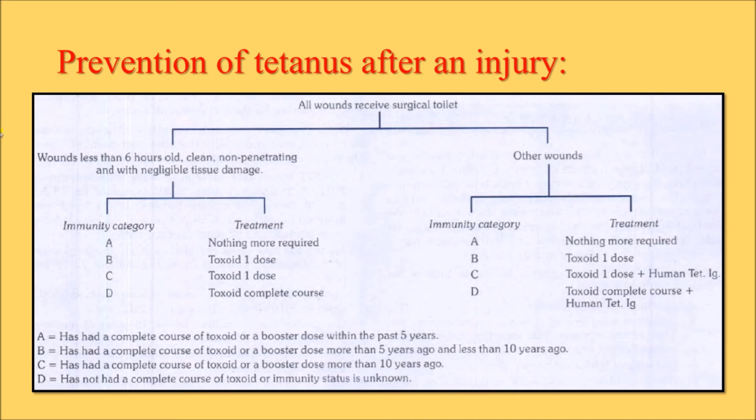So as I mentioned, this is a part of the long question. You will be given a situation with a description of the wound, the kind of wound. Maybe he will say that the wound is 10 hours old and it's dirty, there is significant tissue damage, so we have to go for this right hand side part. And also about the immunization history of the person. According to that, we have to decide whether he belongs to immunity category A, B, C and D, and then the appropriate treatment should be mentioned. So with this we complete tetanus along with neonatal tetanus.